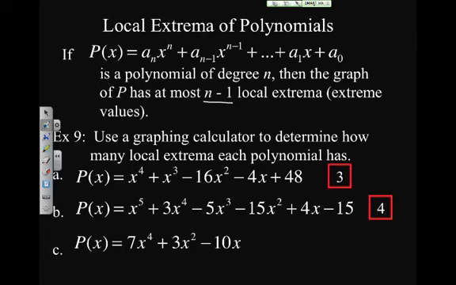So we saw there were 3 extreme values in A, 4 in B, and then just 1 in example C.